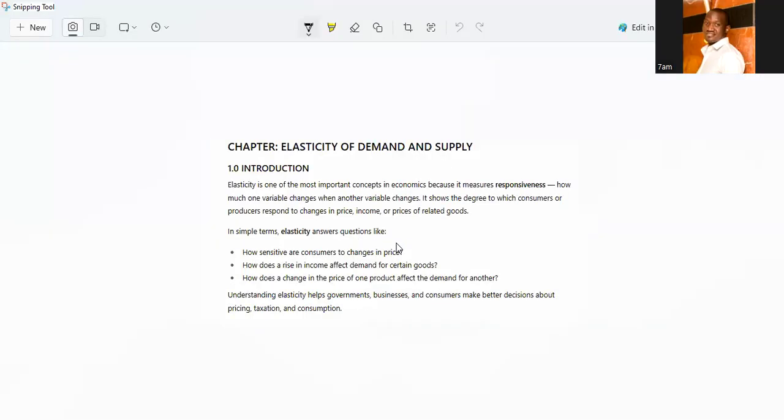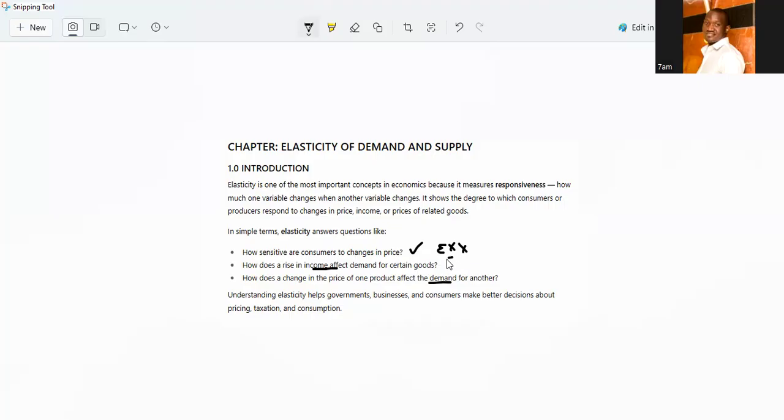So in simple terms, when talking about elasticity, we're looking at how sensitive consumers are to price. So this is called own-price elasticity. Also, how a rise in income will affect the demand for certain goods. And this income effect will bring about what we call income elasticity of demand. Also, how the change of one price will affect the demand of another. So this is cross-price elasticity. So this is own-price elasticity, changes to its own price.